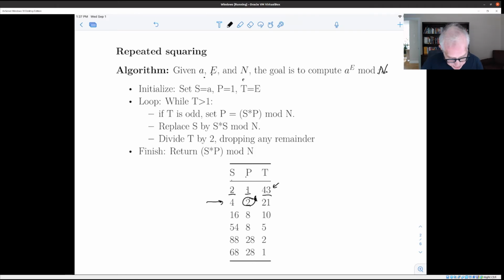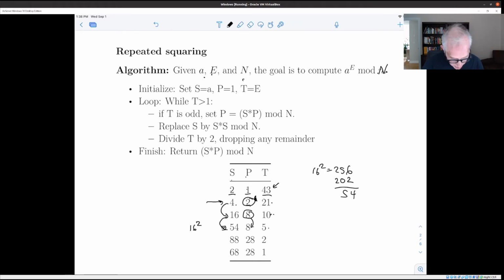Now you repeat this. 21 is odd, so you multiply 4 times 2 to get 8. You divide 22 by 2, dropping any remainders to get 10, and you square 4 to get 16. 10 is even, so you just copy 8 down to the next row. You square 16, so 16 squared is 256, but we're working mod 101, so if you take 202 and subtract, you get 54. So this is actually 16 squared mod 101. So you do all your calculations mod n, and you divide the 10 by 2 to get 5.